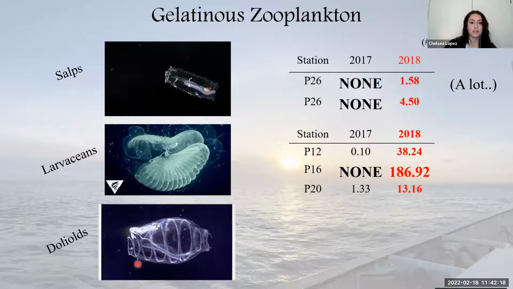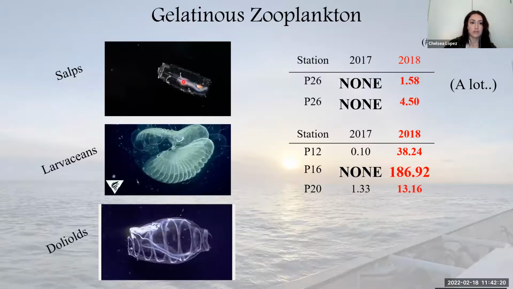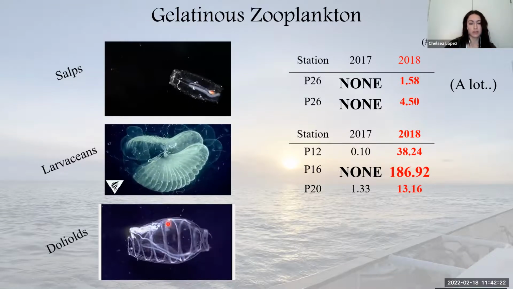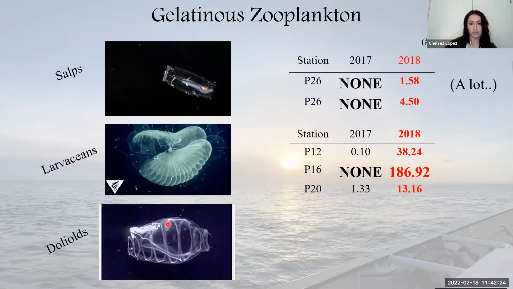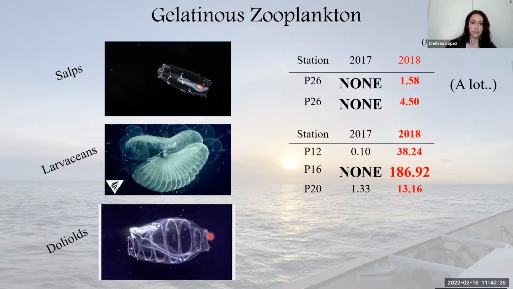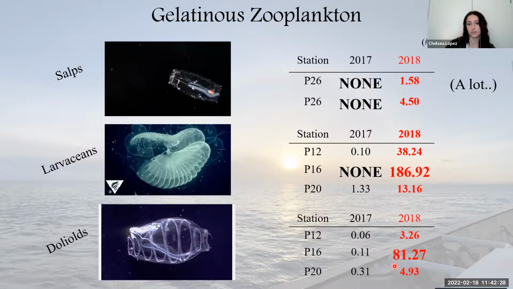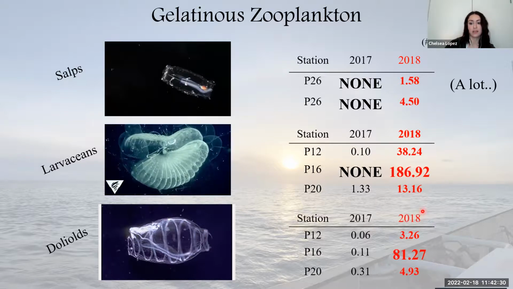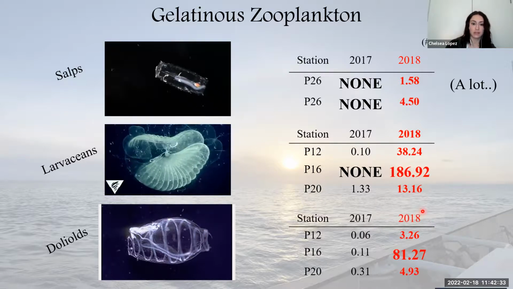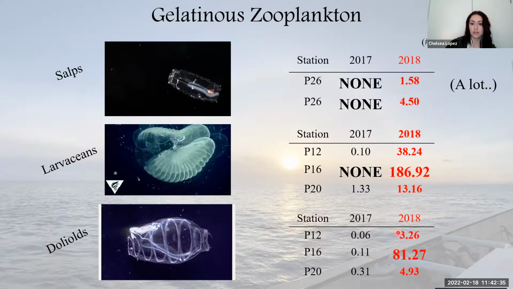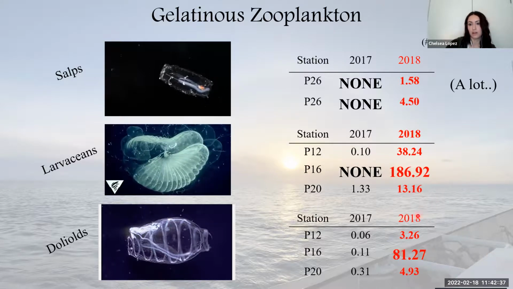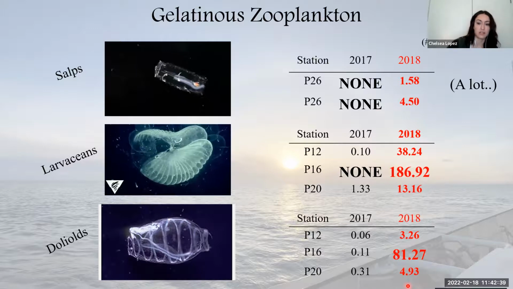And then doliolids are out there as well. They're pretty similar to salps, but much smaller, so also only a few millimeters in size. And the same thing, there's a lot of them in 2018, and they are dominating. If you have 81 per cubic meter, that's a lot.